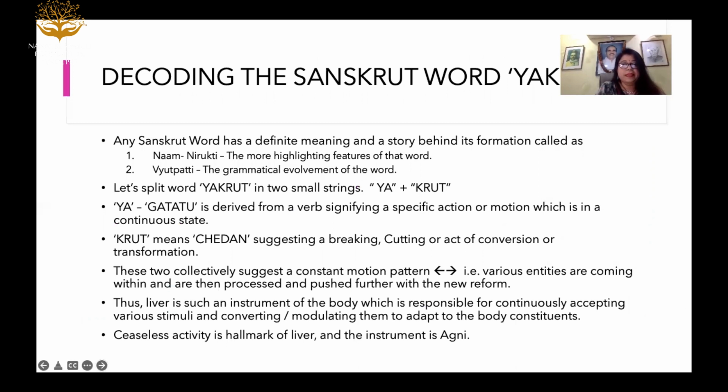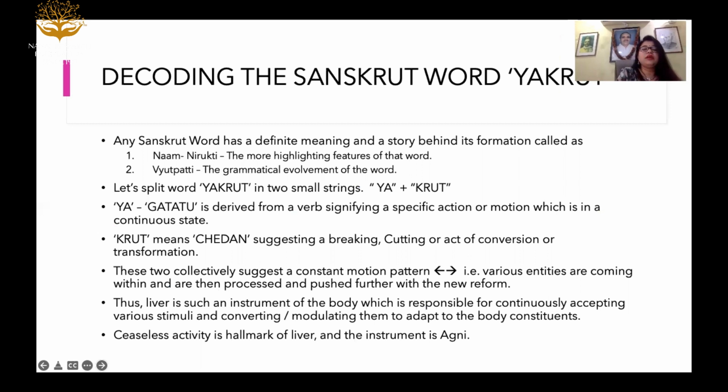if you will see, first we will decode the word Yakrut in Sanskrit. Many a times a lot of students feel, what is the need and what is the necessity to learn the Sanskrit language, and why it plays such an important role. Like any other language, any word which is formed in Sanskrit tells a story behind that word, how that word is formed, what is the action or what is the function of that word. It comprises all the functioning of that word. So with that one word you can completely understand the complete topic.